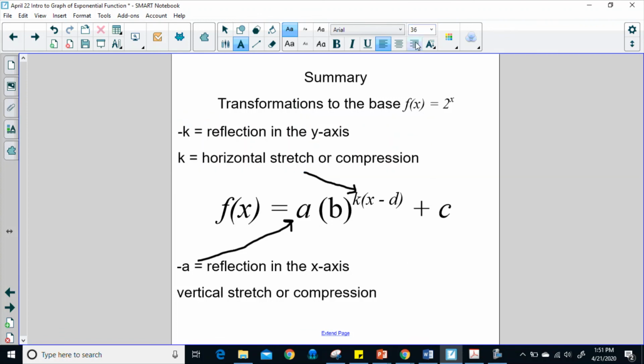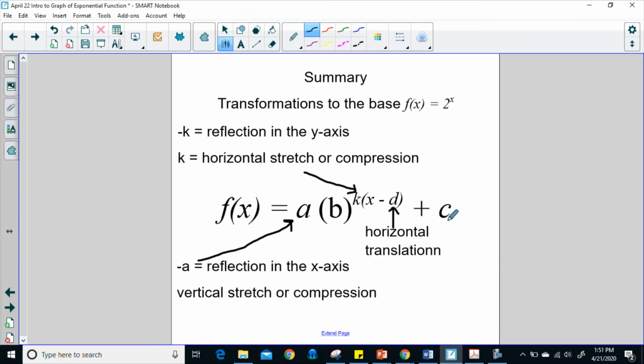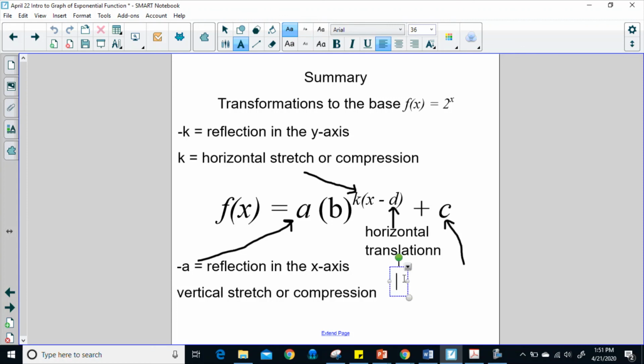We have our d value, which is right here. So that one is a horizontal translation. And to finish it all off, we have our c value here. And that one on the outside is our vertical translation.